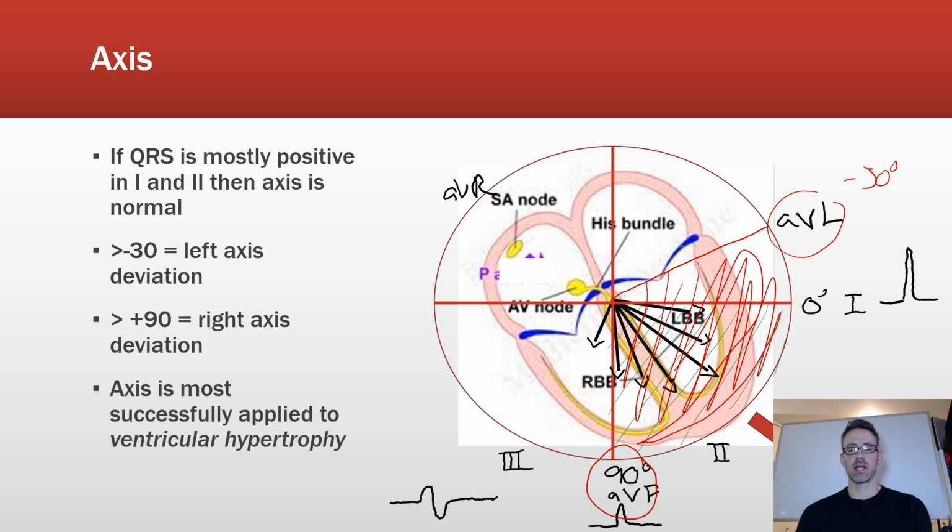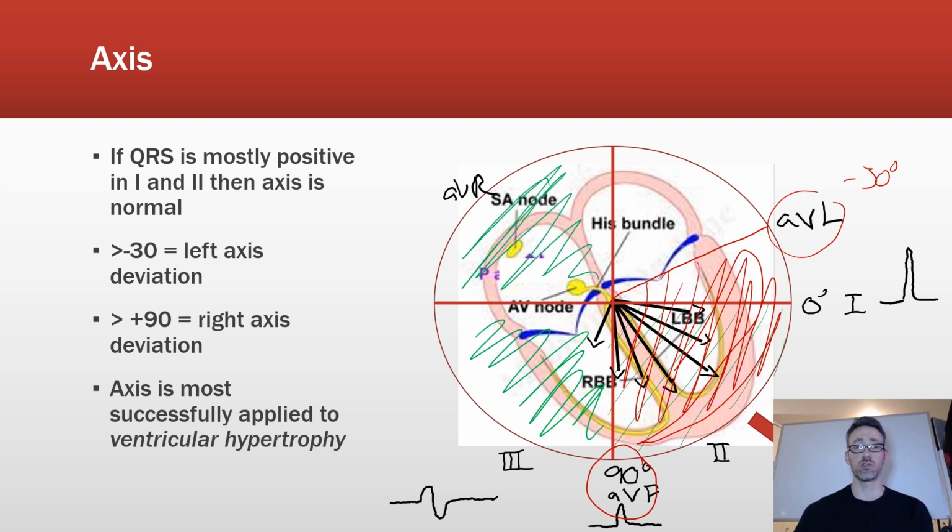If on the other hand, instead of being 90 degrees, it's say 95 degrees, or moving more towards the quadrant over here, so we're more over in this quadrant here in green, that's right axis deviation. In fact, if it goes all the way to this quadrant over here, which I'm shading in green, that's actually extreme right deviation, not very common. All right. And then over here, this little slice over here, this is our left axis deviation area.